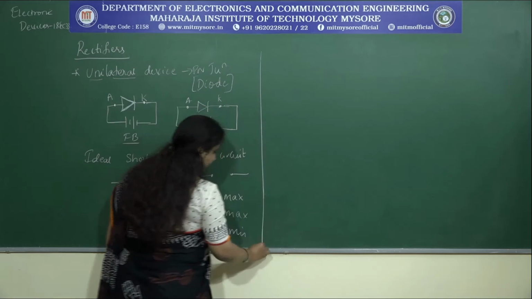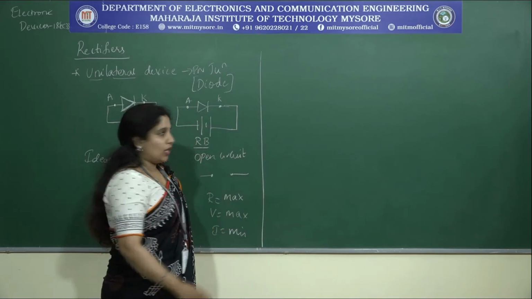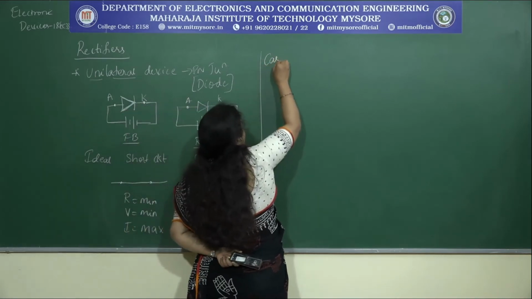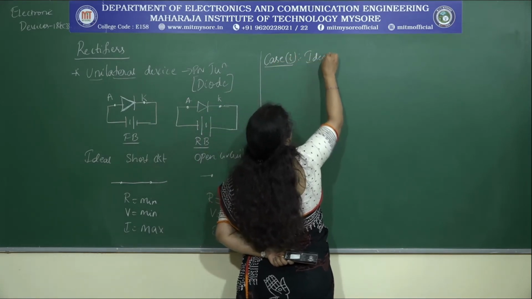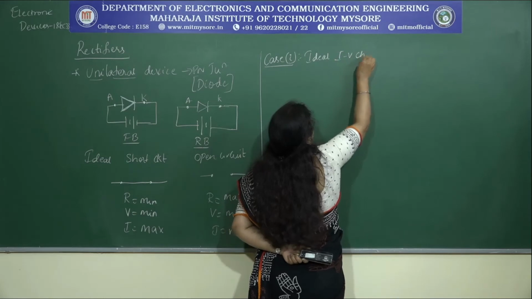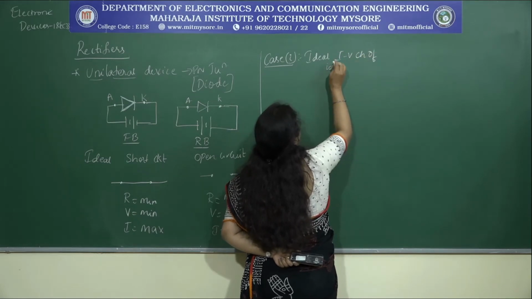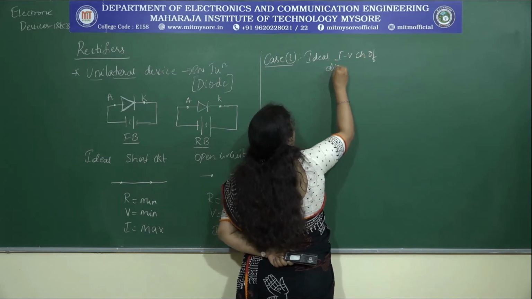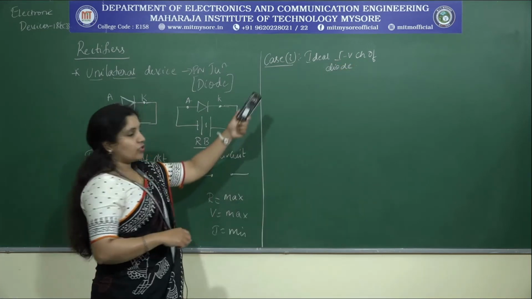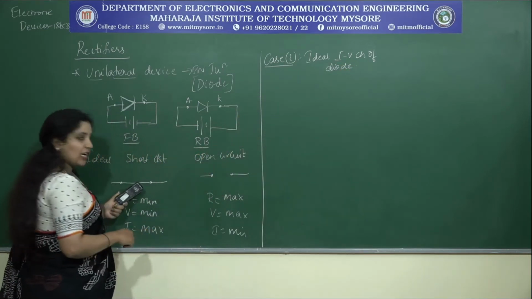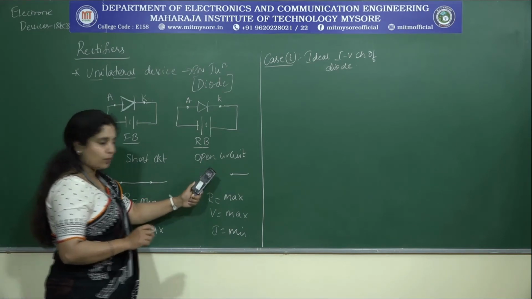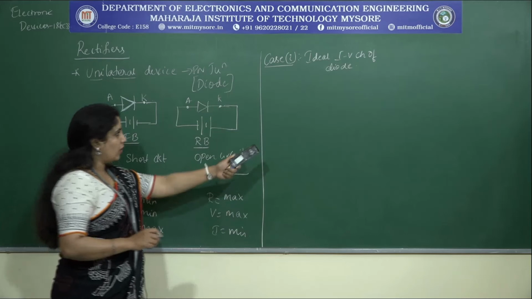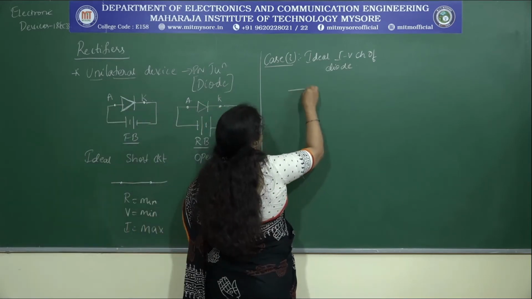So let me consider 3 cases, out of which case 1 indicates ideal IV characteristics of the diode. If I consider ideal case, how will I represent the forward bias? Short circuit. How will I represent the reverse bias? Open circuit. Keep these points in mind. Now let's try to represent that.